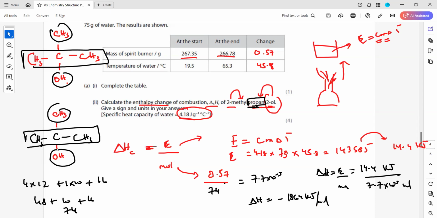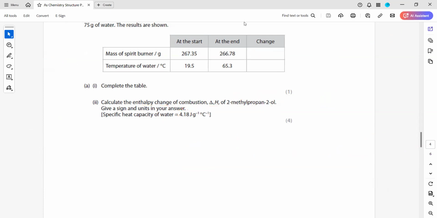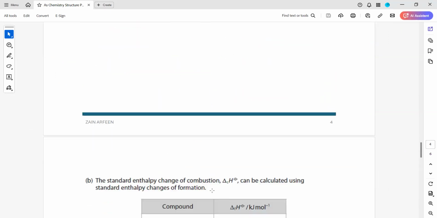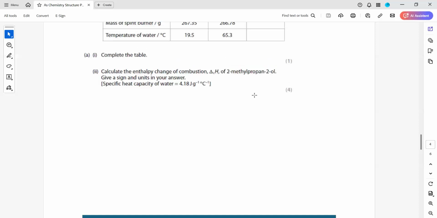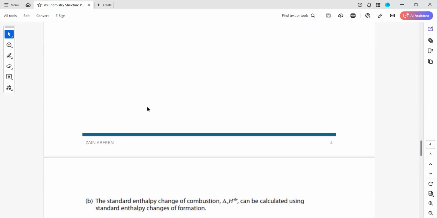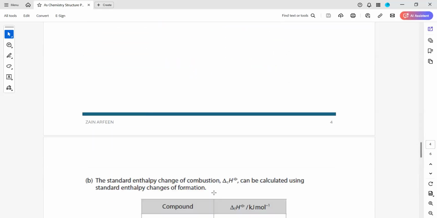Is this one clear? No, the answer for this one cannot be in joule per mole. It should always be in kilojoule per mole, because the standard unit for enthalpy change is kilojoule. If it is in joules, we have to convert into kilojoule.